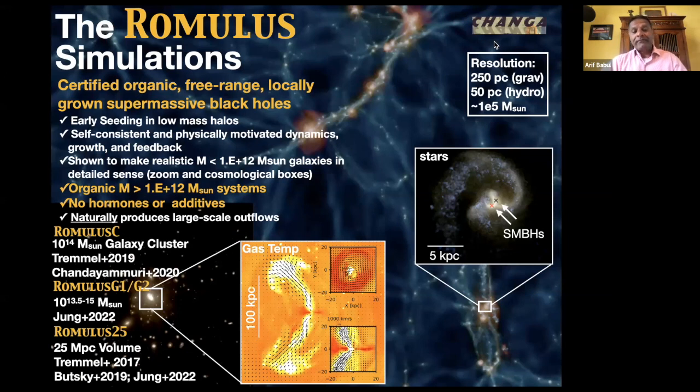What I do want to point out is that in addition to Romulus C, which is a zoom simulation of a 10^14 solar mass system, we actually have two more zoom simulations of groups called G1 and G2 and the standard Romulus 25 cosmological volume that Vida mentioned.